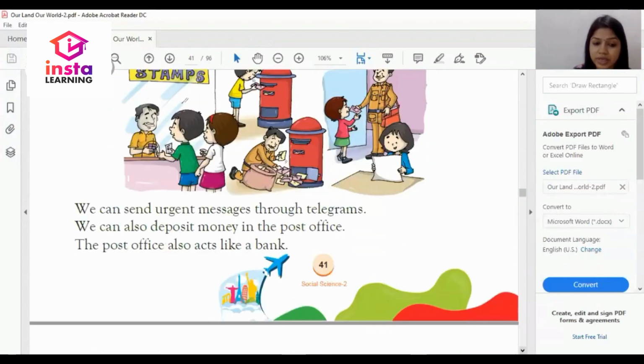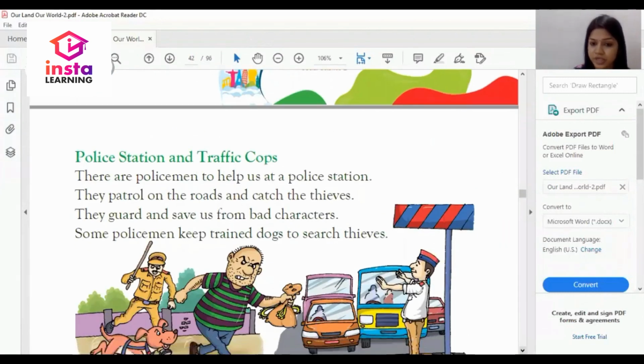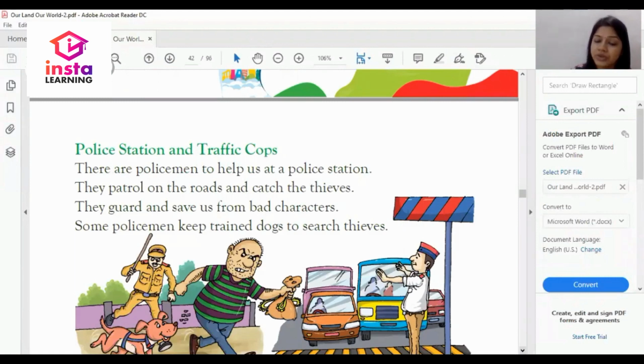So the next one is police station and traffic cops. So let's discuss this one. There are policemen to help us at a police station.